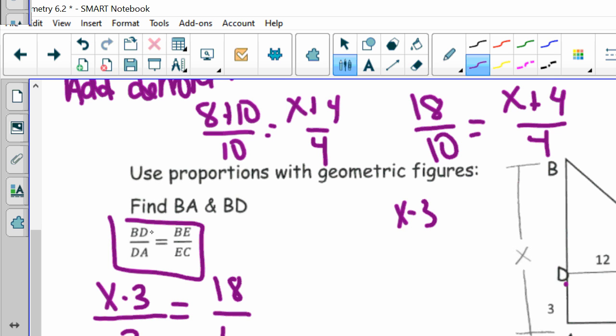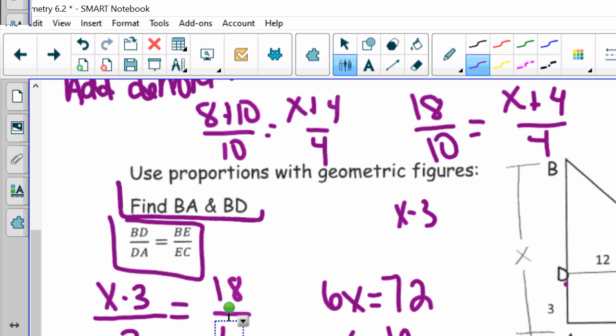Okay, so now I have my proportion. All I have to do is cross multiply. So 6 times x minus 3, all that in parentheses, equals 3 times 18. Distribute: 6x minus 18 equals 3 times 18, which is 54. Trying to solve for x, so add 18 to both sides. Then I get 6x equals 72. Divide by 6, x equals 12.